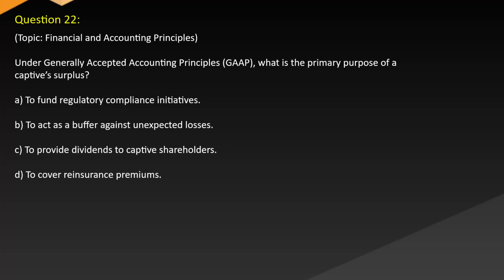Question 22. Topic: Financial and accounting principles. Under generally accepted accounting principles, what is the primary purpose of a captive surplus? A, to fund regulatory compliance initiatives. B, to act as a buffer against unexpected losses. C, to provide dividends to captive shareholders. D, to cover reinsurance premiums.